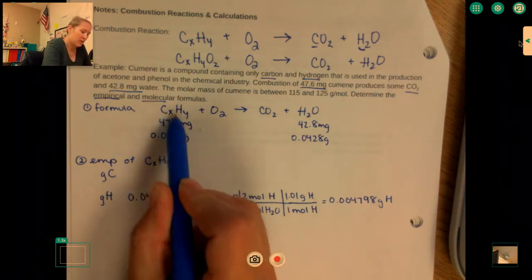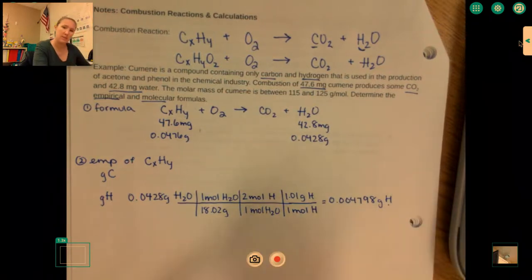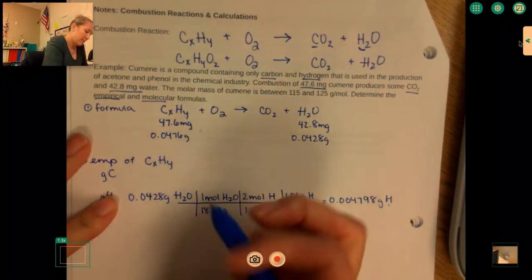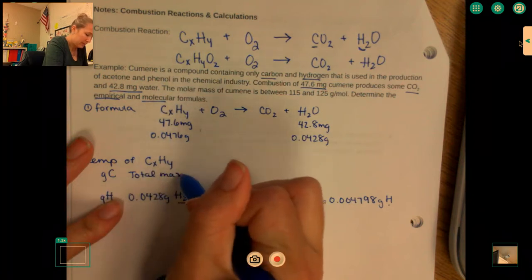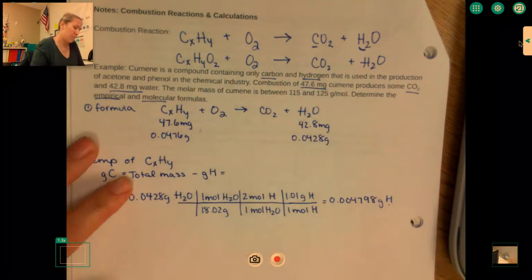Okay. If my hydrocarbon here is made up of carbons and hydrogens, and I know my mass of hydrogen, that means everything else must be my carbon. So to figure out my mass of carbon, I'm going to take my total mass and subtract my mass of hydrogen, and that will leave me my mass of carbon.